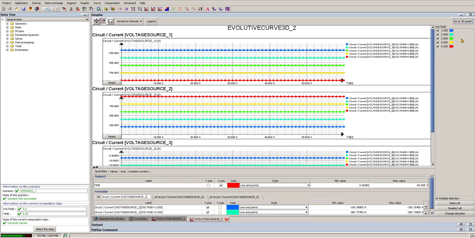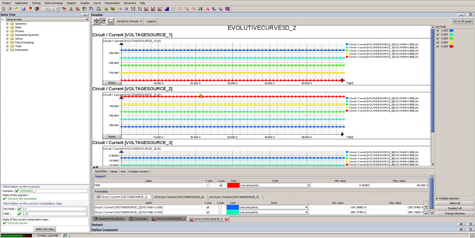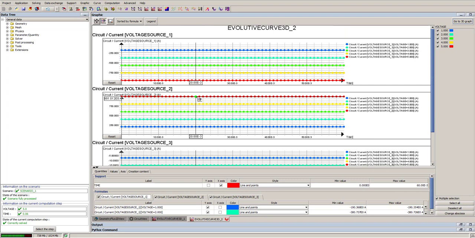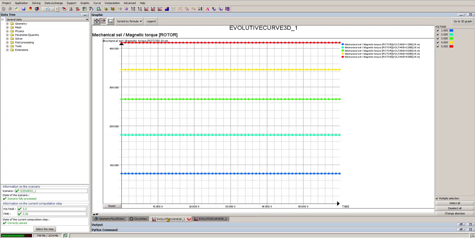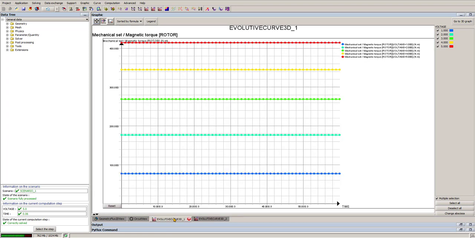So we can see the current supply on the voltage sources. Then we have here, as expected, with a small value of the voltage, a high value of the current. So depending on the voltage, you are going to have a given value of the torque as well as a given value of the current. So this is the test to obtain the stall torque.